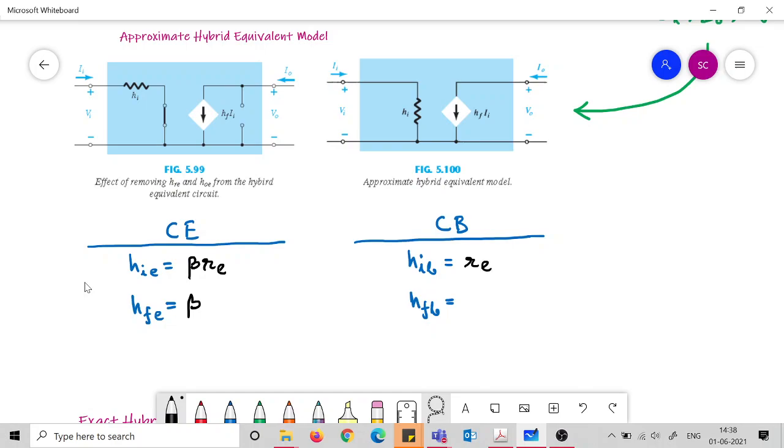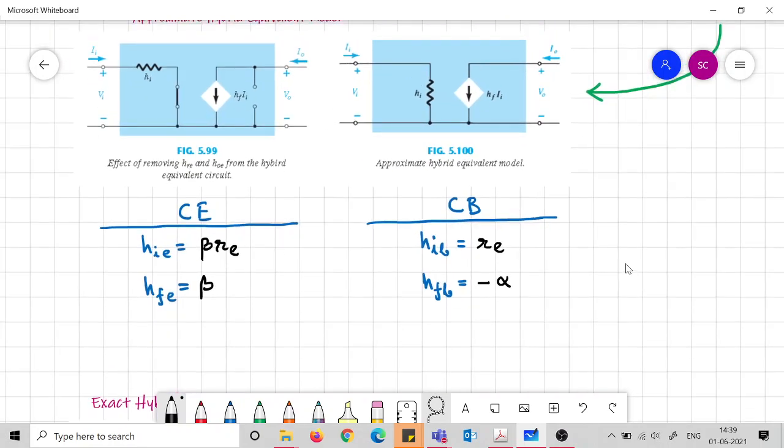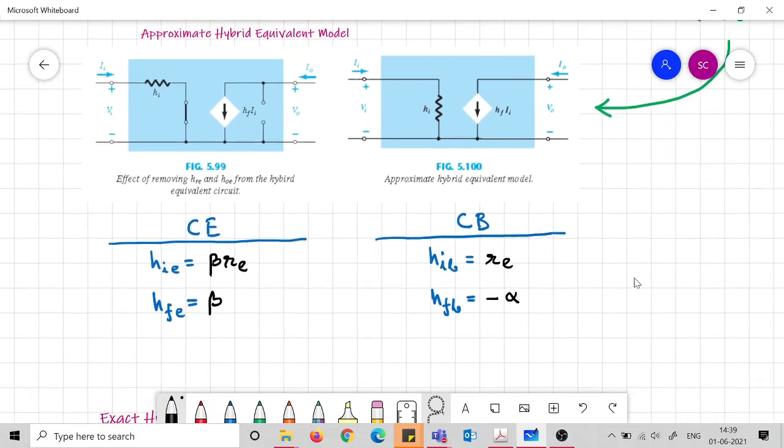What about HFB? Alpha with a minus sign? Please remember that the direction of the current was opposite. So HFB would be minus alpha. Very good, very good. So HFB is minus alpha. So this is about the approximate hybrid equivalent model.